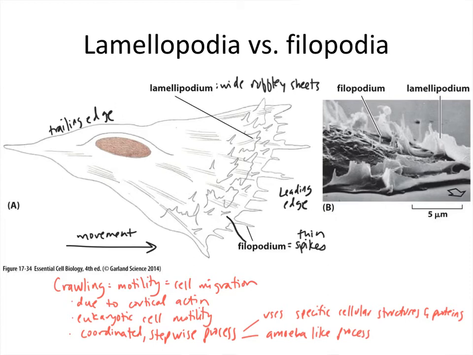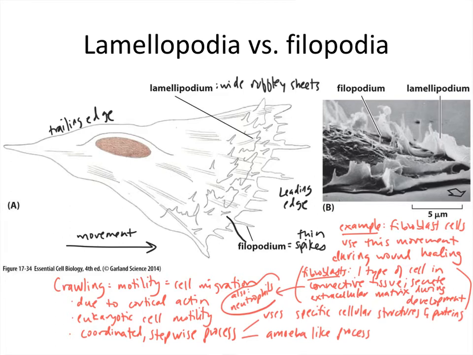This motility is considered an amoeba-like process. However, the cell types that we're talking about in this example are fibroblasts. The example cell that your book uses for this type of movement is a fibroblast cell, and they use it during wound healing, which is an important time for cells to be mobile so they can get to the proper location. So let's talk a little bit about what fibroblasts are.